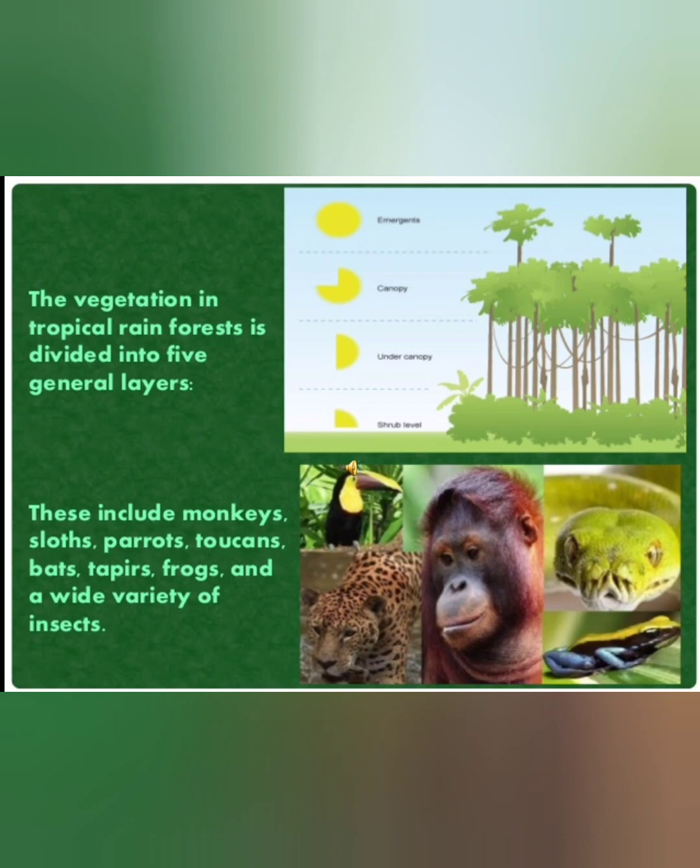The vegetation in tropical rain forest is divided into 5 general layers. Animals include monkeys, sloths, parrots, bats, frogs, toucans, butterflies, and a wide variety of insects.